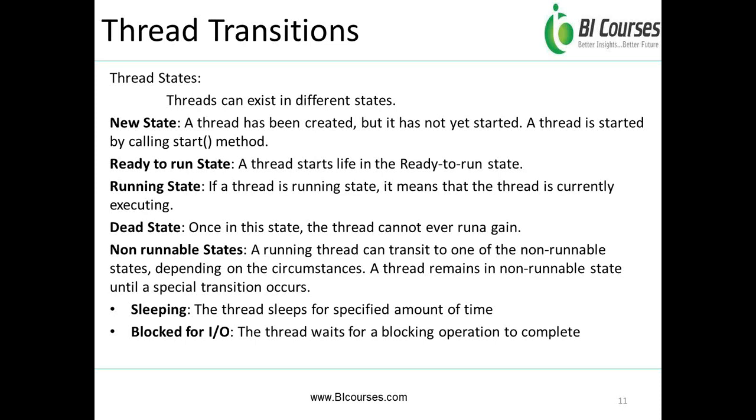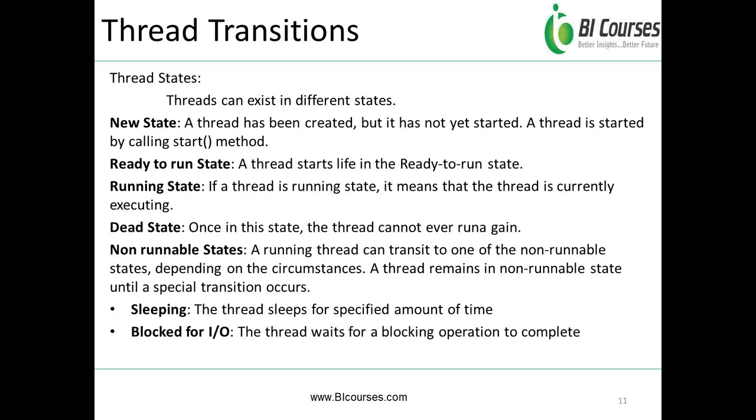In the running state, the thread is currently executing, that is, it is executing the run method. In the dead state, the thread cannot ever run again. And we have various non-runnable states. A running thread can transition to one of the non-runnable states depending on the circumstances. For example, if you call the sleep method, the thread moves from running state to non-runnable state, and it sleeps for a specified amount of time.